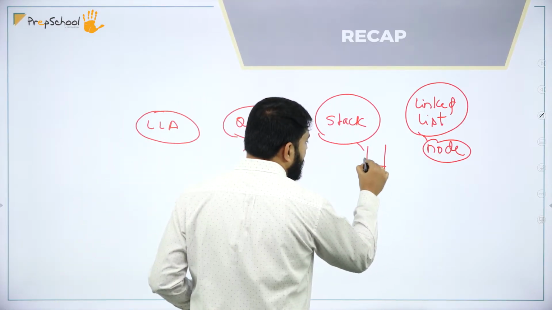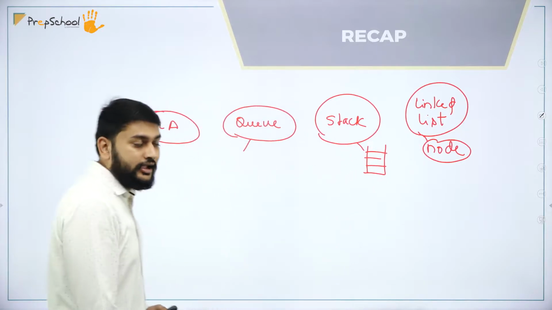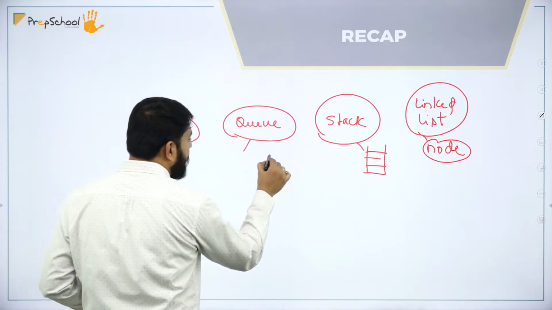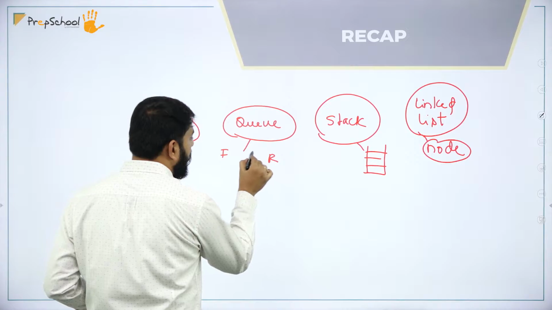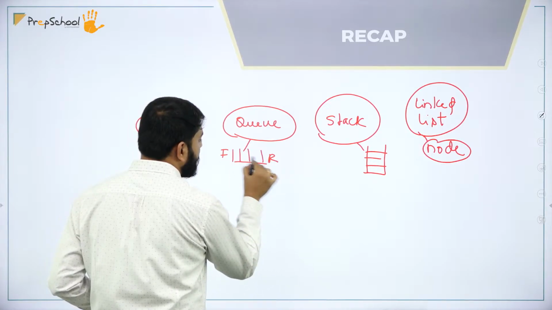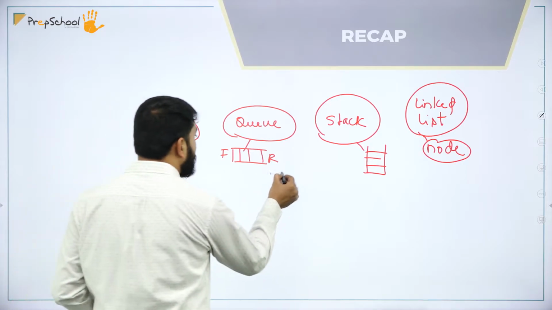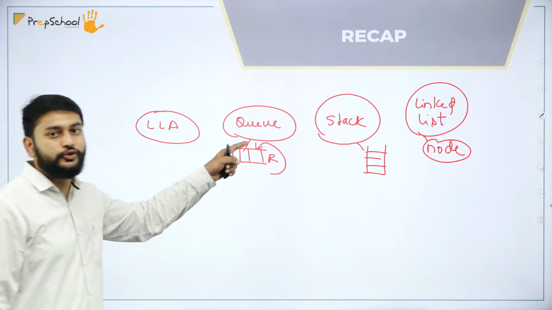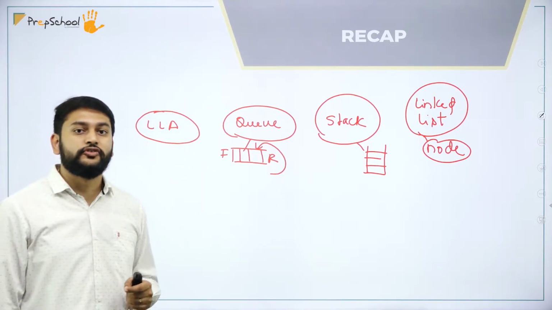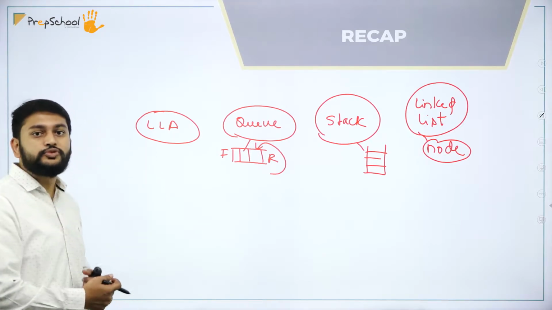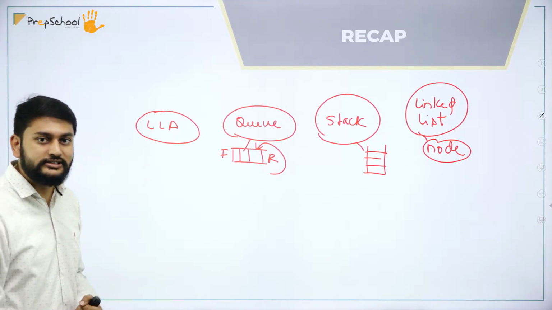This is how we insert the data into the stack. Okay, so please remember rear end and front end. Always deletion will happen at the front end. Insertion will happen at the rear end. This is what you need to remember when it comes to the concept of queue. And also we have different types of queues. That is what we have discussed in the previous session.